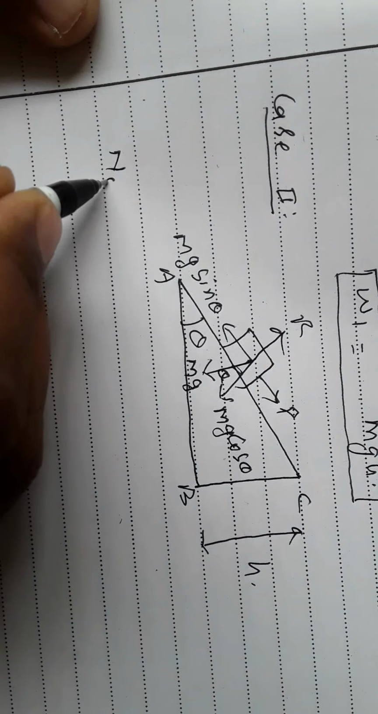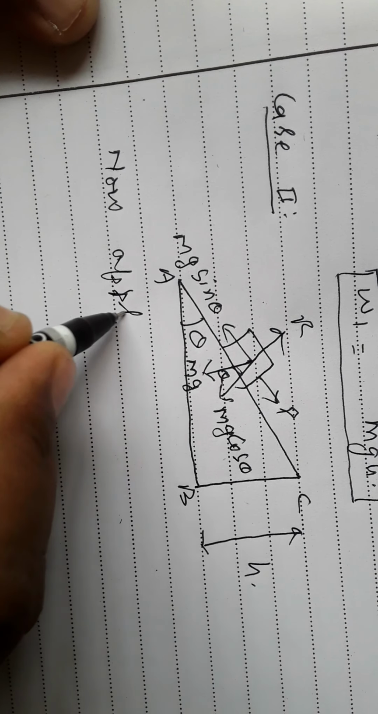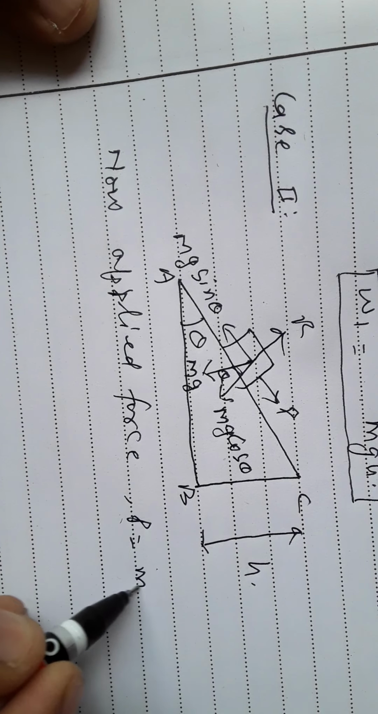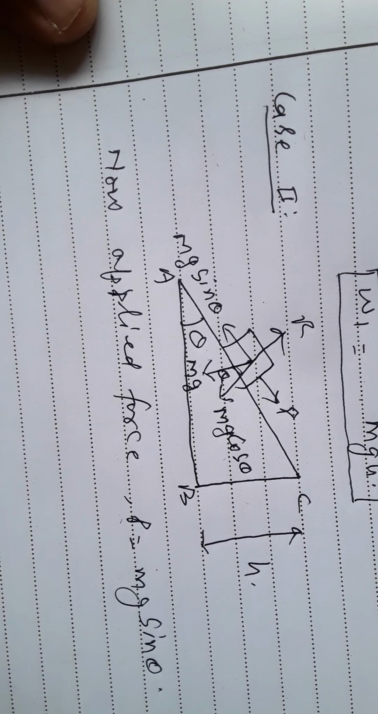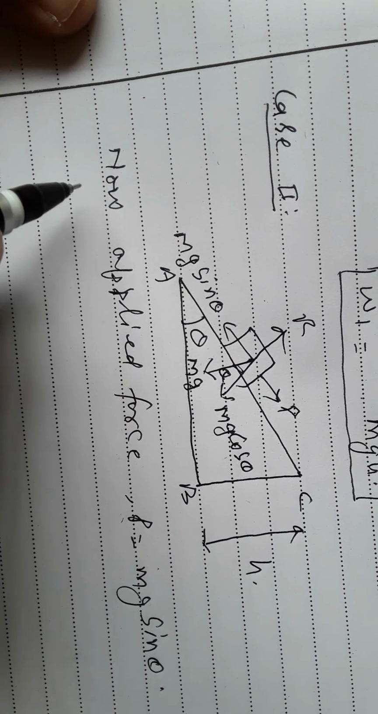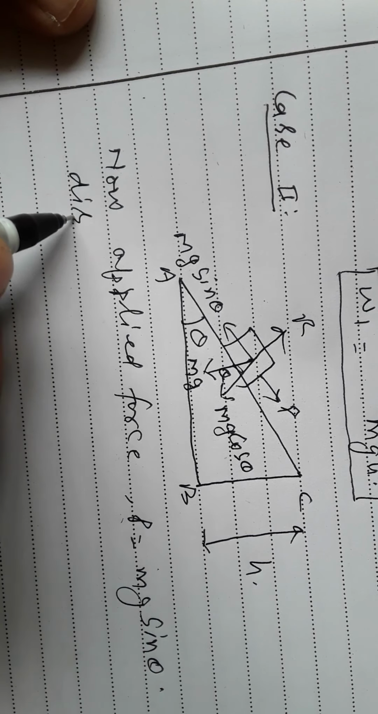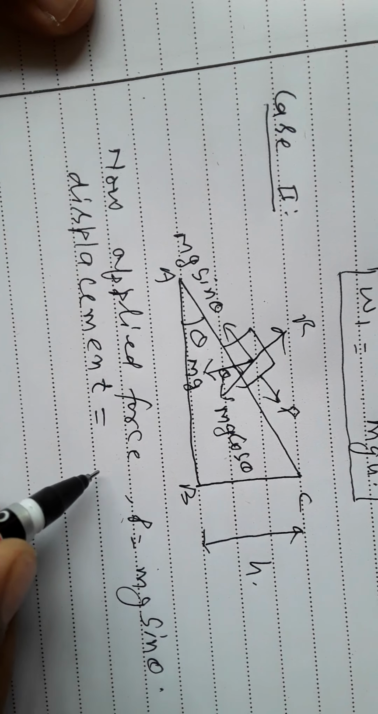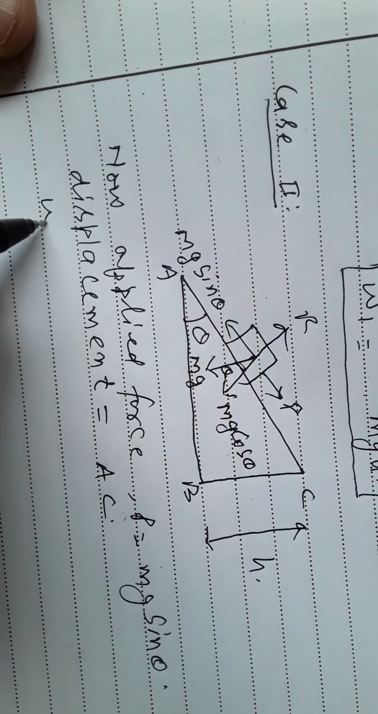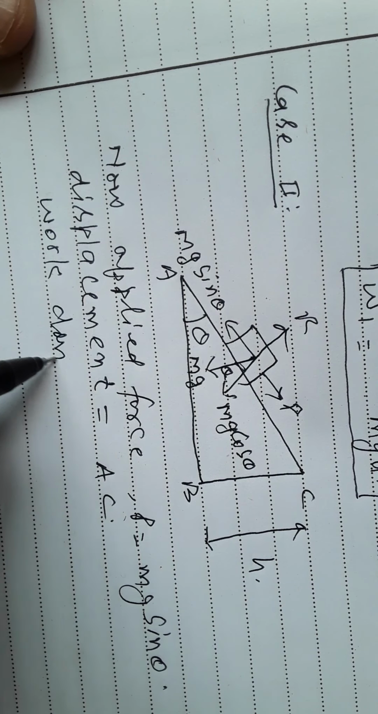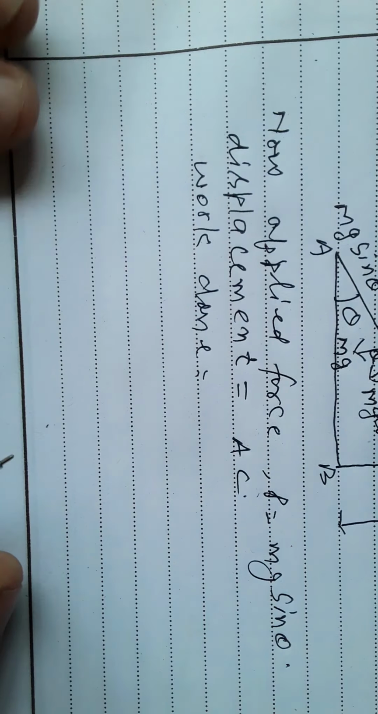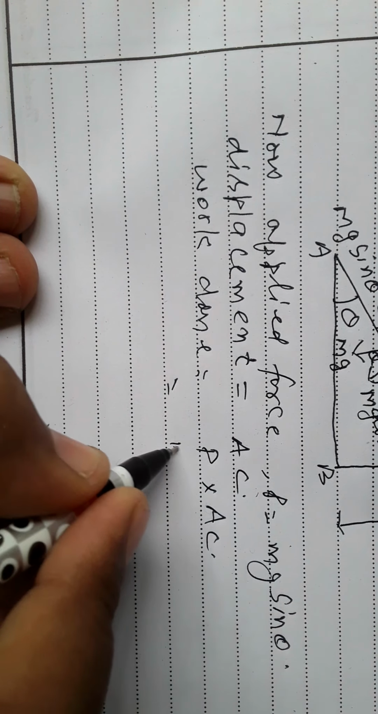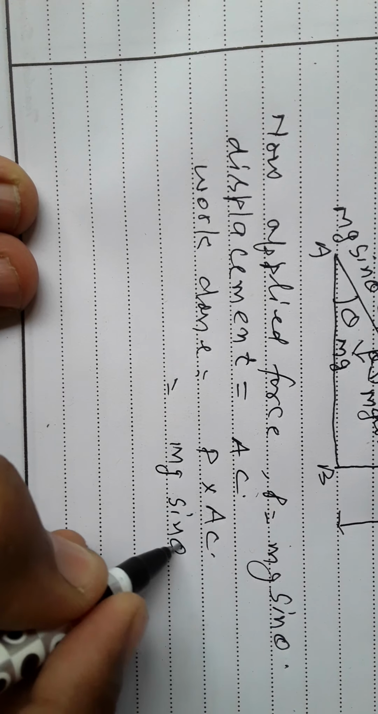Now, applied force P is equal to mg sin theta. Displacement is equal to AC. Work done is force into displacement, P into AC. P is mg sin theta into AC.